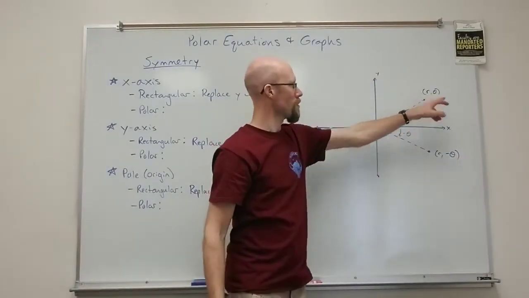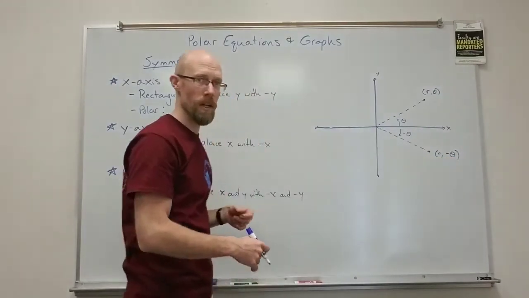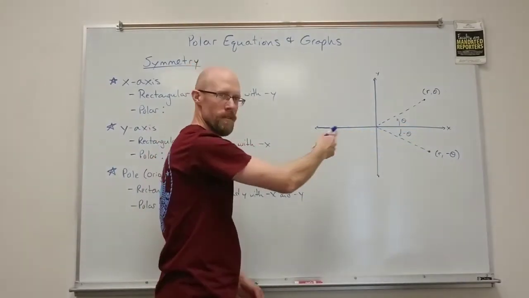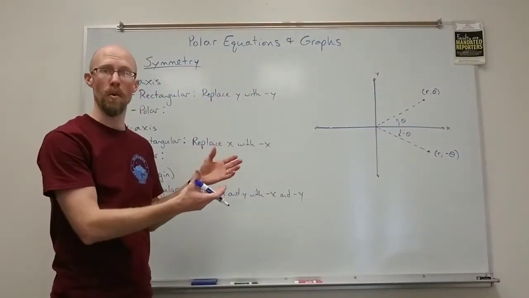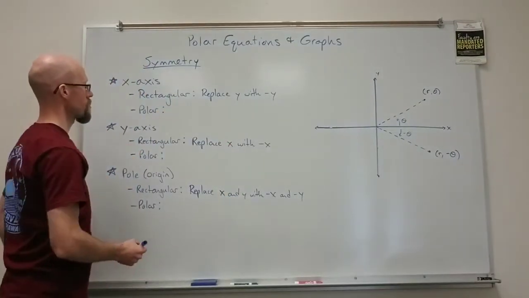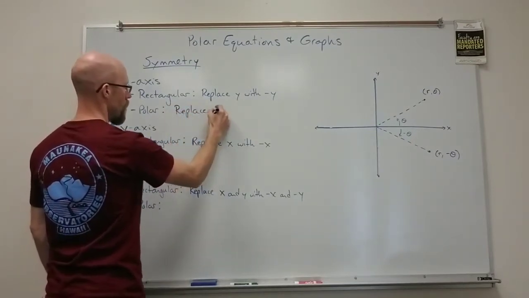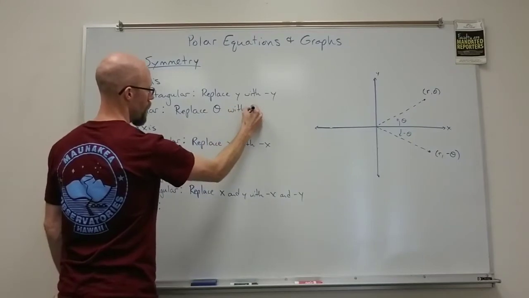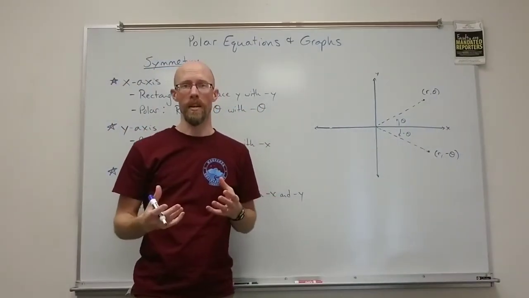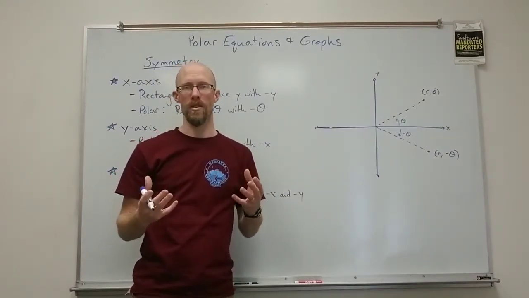So if you have r comma theta, then r comma negative theta would also have to be on the graph. And it doesn't matter where that angle is. If that angle is over here, then the negative angle would be down. So the symmetry will hold as long as you replace theta with negative theta. And that's for x-axis symmetry. So we would replace theta with negative theta.